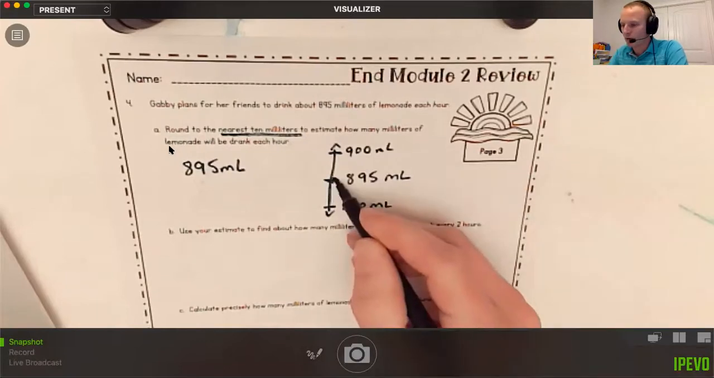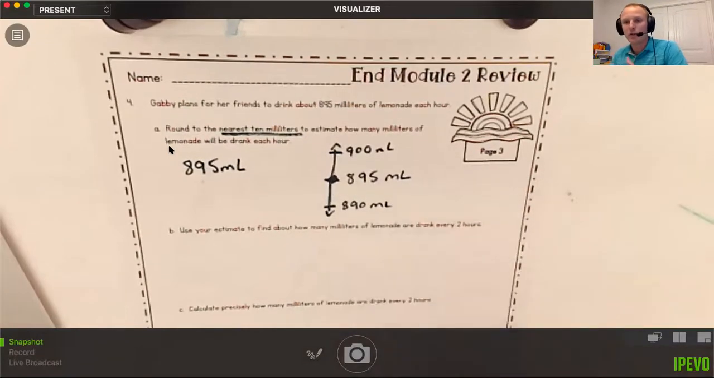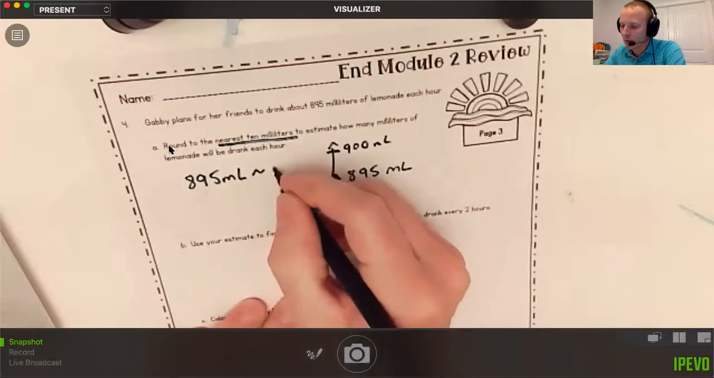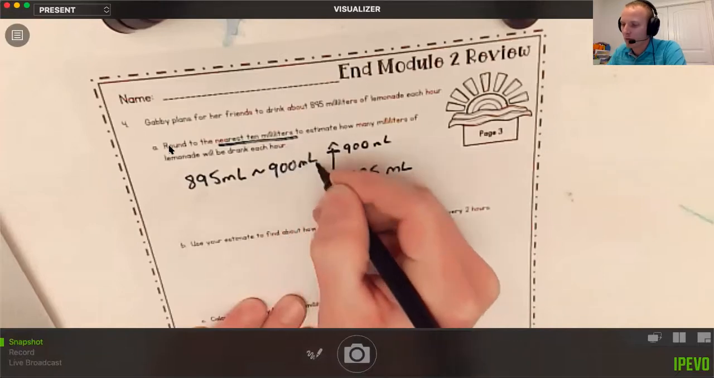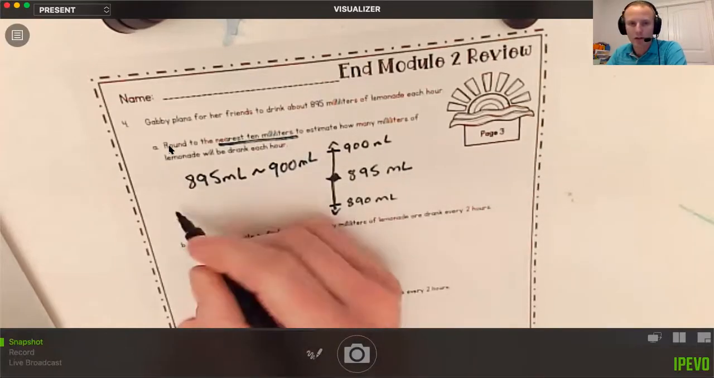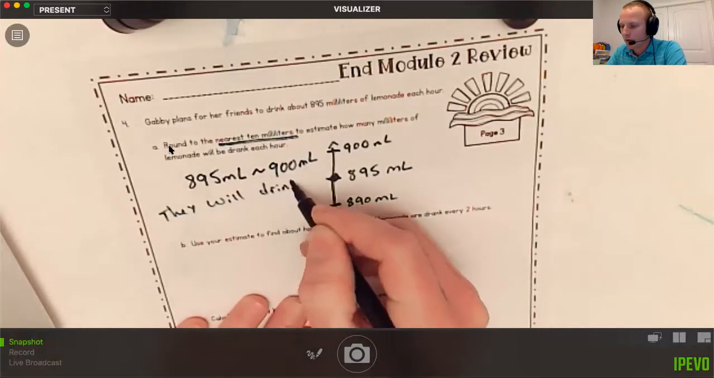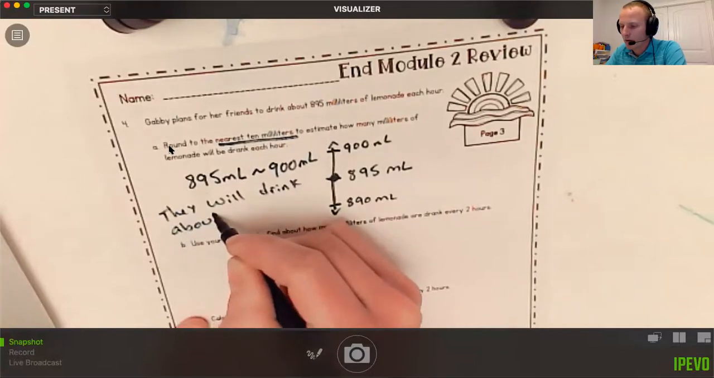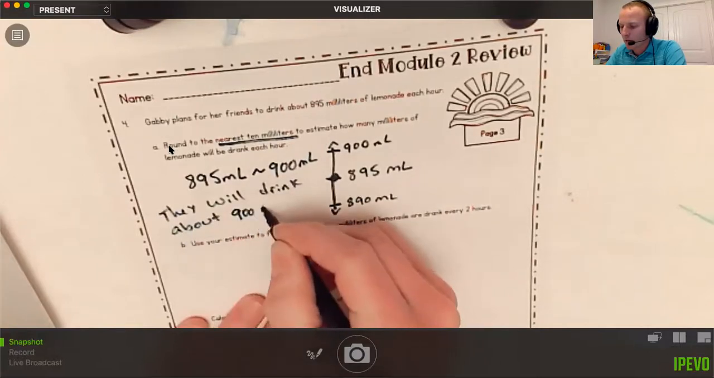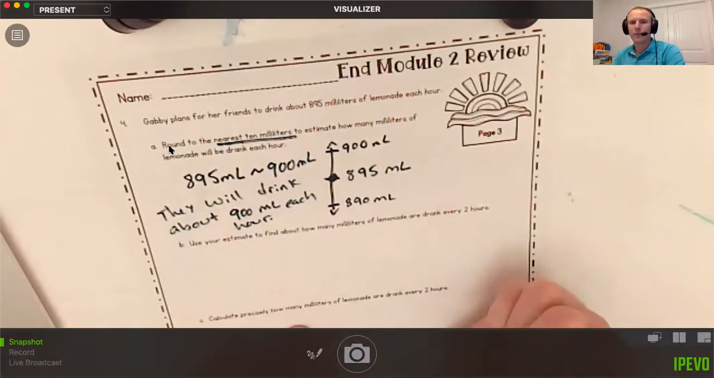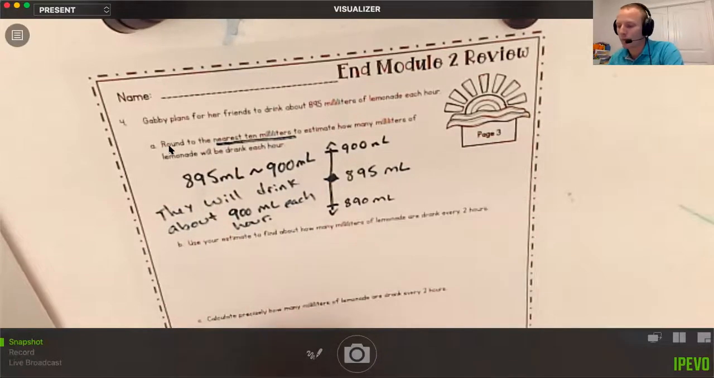Okay, so this is our point. Now it's equidistant from the 2 points, like it's the same exact distance. And when that happens, you always round up. Anything that ends in a 5, if you're rounding to the nearest 10, you round up. So they're going to drink about 900 milliliters each hour. And you could write a sentence about that too. They will drink about 900 milliliters each hour. And that would be a very complete answer if you showed it this way.